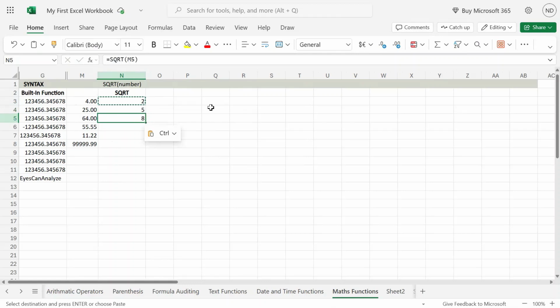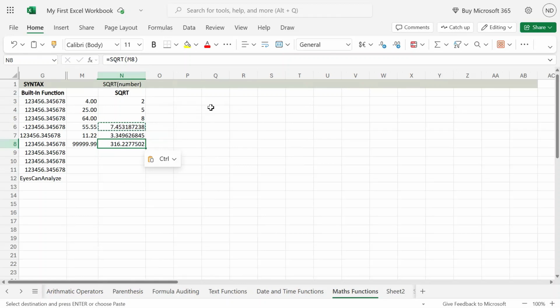What would be the square root of 55.55? I don't know, so let's try and see the square root of 55. That's 7.4531, and too many decimals. So the point here is that it gives you the square root of a particular number that is inputted as an argument into this function. That's it.